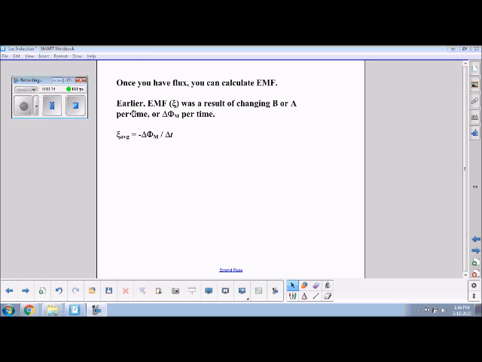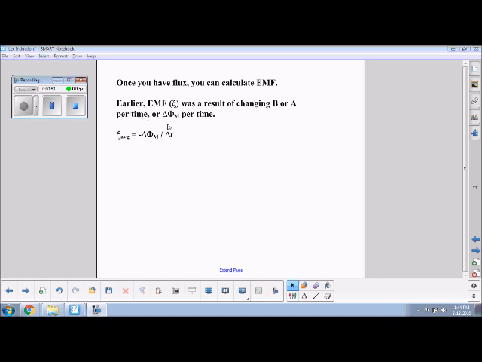Remember, flux is the product of the magnetic field times the area that it's going through. But as we saw from that early video, you only get an EMF, you only get a current, if your flux changes. So we're looking at the change in flux. So check this equation here. We have our EMF, our voltage, is equal to the negative change in flux over change in time. And the minus sign will show up and be important in the calculus aspect of it.